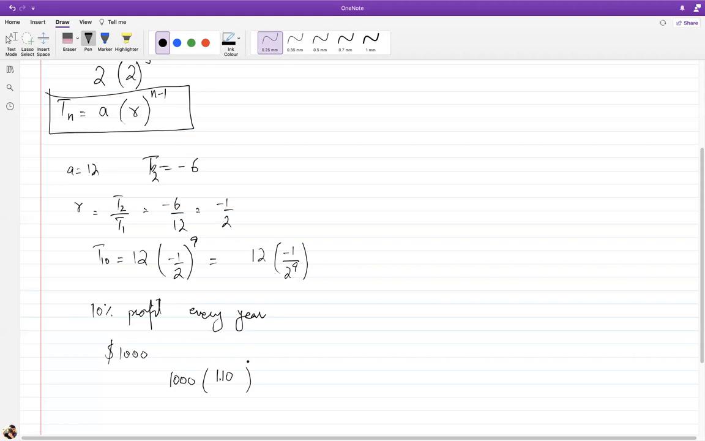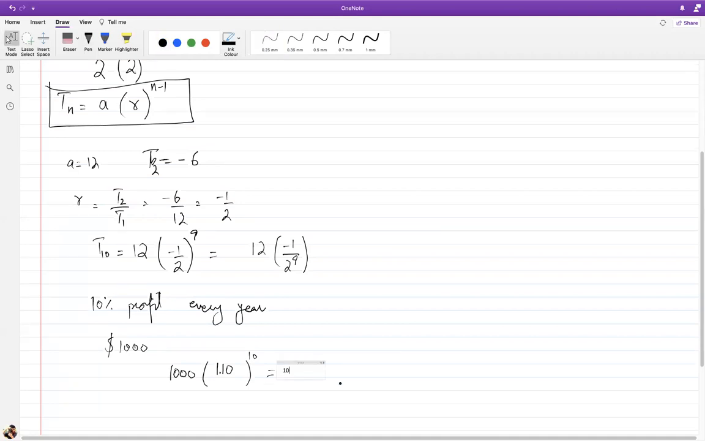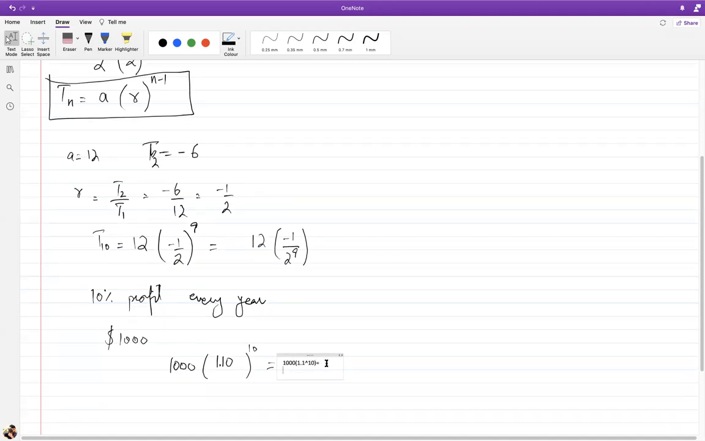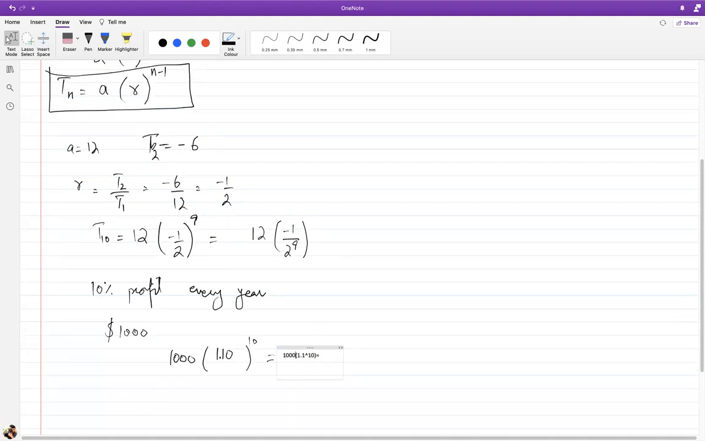And let's suppose I invested for 10 years. So after 10 years, what do I get? Let's calculate it. So I have 1,000 that I'm multiplying with 1.1 power 10. So after 10 years, my amount, how much is that? Okay, it's not multiplying. Hold on.